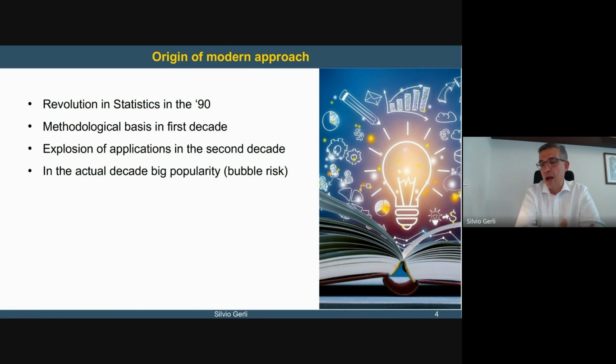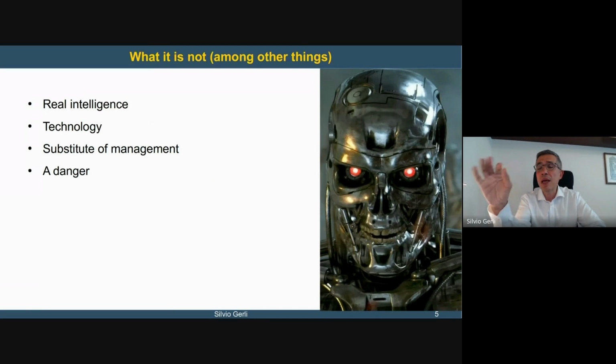And we are now in the actual decade with a big popularity, with the very high risk of a bubble, because as with the first internet bubble at the end of the last century, when there is too big a hype, the risk is very clear, very possible. Now let's see, just to finish.